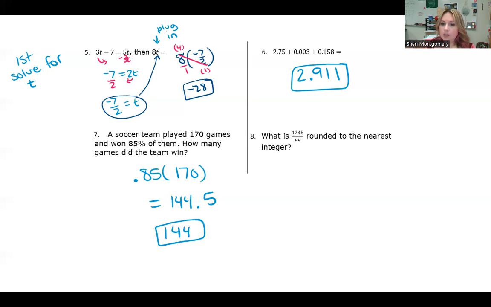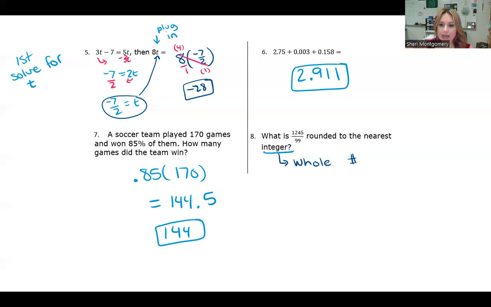Okay. The next one, what is 1245 divided by 99 rounded to the nearest integer? Well, you can't do this problem unless you know what an integer is. What is an integer? Anybody know what an integer is? No. I don't remember. All right, so none of y'all knew that walking in. Write it down. An integer is a whole number. That's it. 1, 2, 3, 4, 5. It's a whole number. That's it.